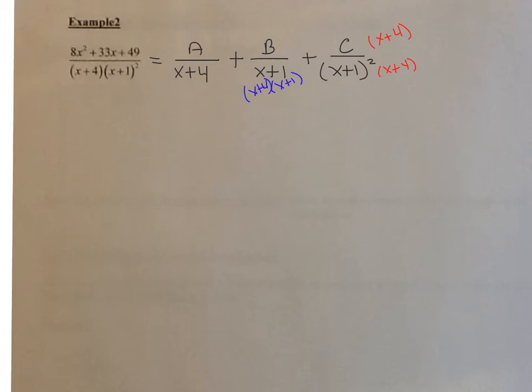So in the numerator, I'm going to multiply that out. That's going to be x² + 5x + 4 when I multiply those binomials out. And the first fraction, actually not the last fraction, the first fraction, I am going to multiply by (x+1) times (x+1). So in the numerator, that's x² + 2x + 1. Okay, so let's multiply that all out.